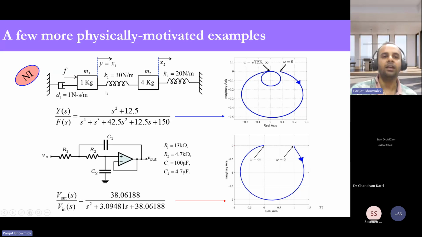Asymmetric in the sense that in the middle there is a spring, but if you see the two extreme ends, in one end you have a damper and the other end you have a spring. So this is called an asymmetric spring-mass-damper configuration. This gives an NI system.